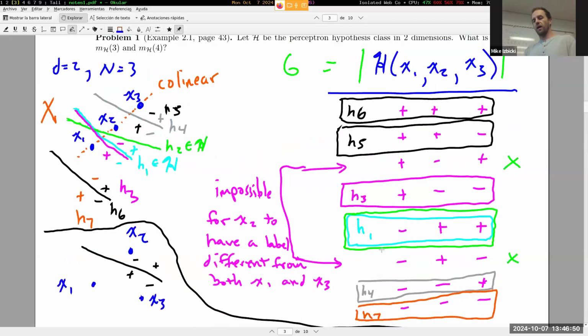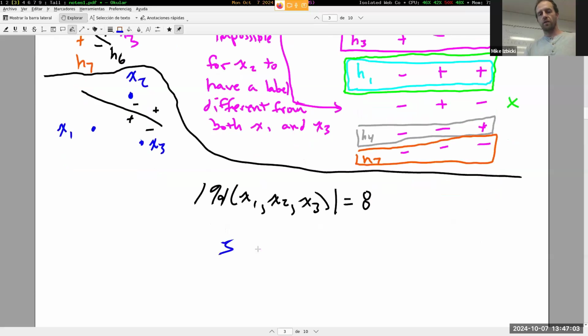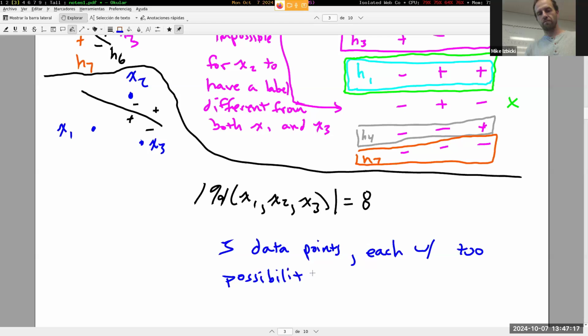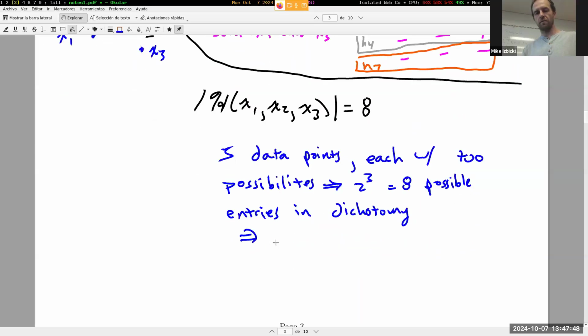It turns out that 8 is the biggest in this case, because whatever possible combinations of pluses and minuses you have over here, there are 8 possible combinations: 3 data points, each with 2 possibilities implies 2 to the third equals 8 possible entries in the dichotomy. And so m sub h of 3 is equal to 8.